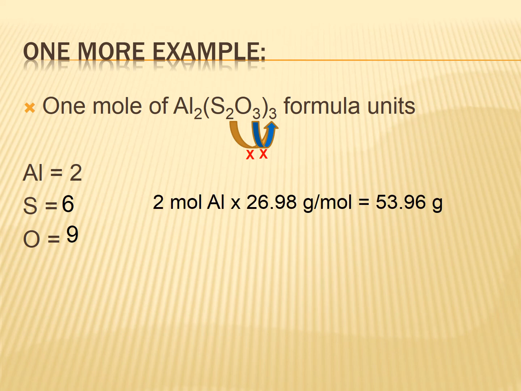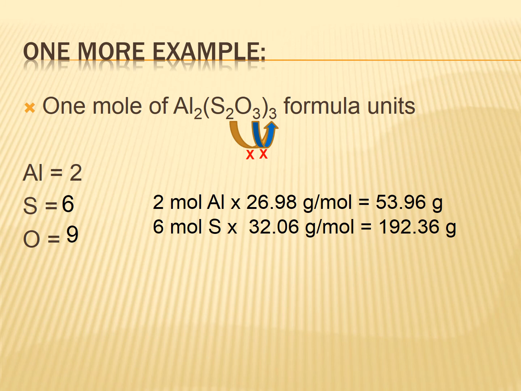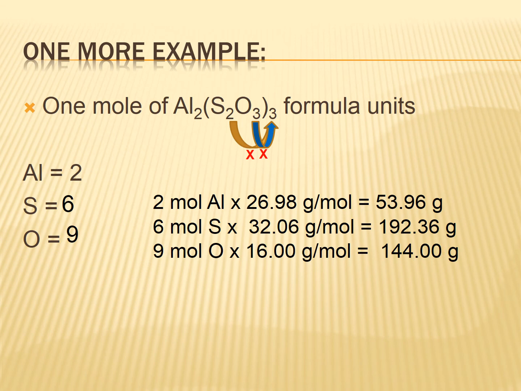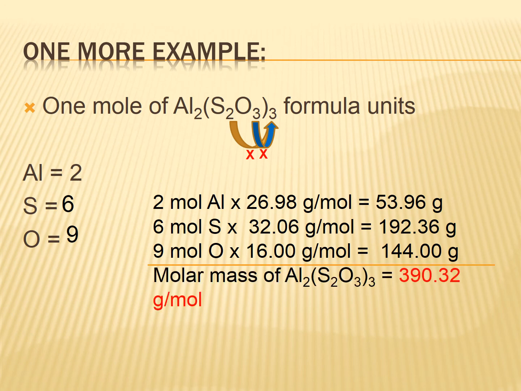So we have 2 moles of aluminum. Look on the periodic table, and you're going to see that it is 26.98, times 2. We have 6 moles of sulfur. Sulfur on the periodic table is 32.06 grams per mole. Times that by 6. And then we have 9 moles of oxygen, but a single mole is 16. So 16 times 9 is 144. We're going to add those together, and that will give us the entire molar mass of Al2(S2O3)3, for a total of 390.32 grams per mole.